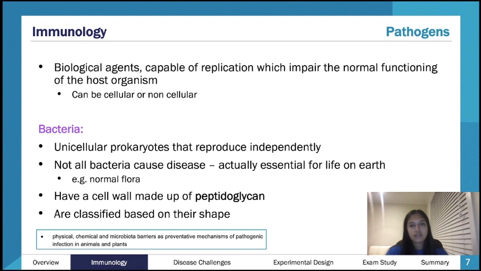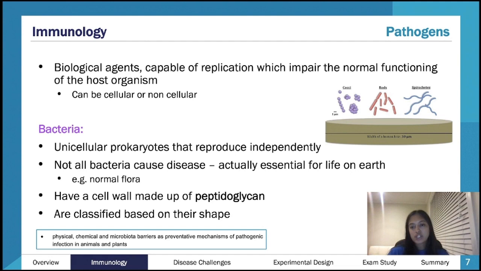In terms of the cell wall, this idea of peptidoglycan, it's not something vital to know, but it's important for certain bacteria, and it can be a good target for a lot of antibiotics. And we classify them based on their shape. So you've got cocci, rods, spirochetes, all these different types. It's not vital for you to know what's what, and you don't need to know specific examples of bacteria, but just understand that they come in different shapes. Typically the ones used on a lot of beaker diagrams are your rods. But there are different types, so just be aware of that.